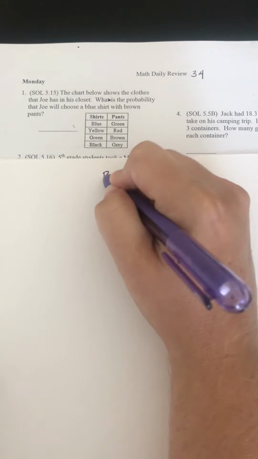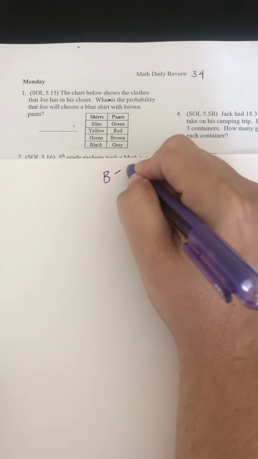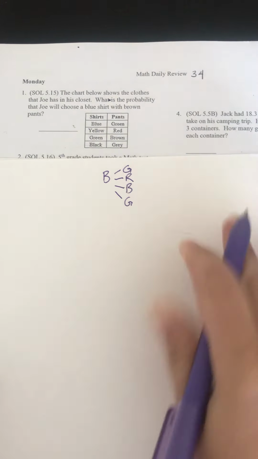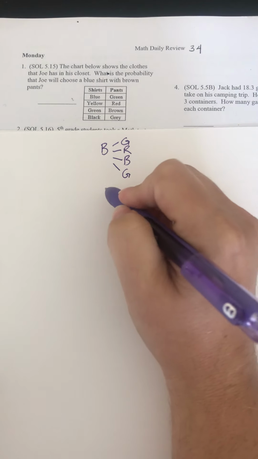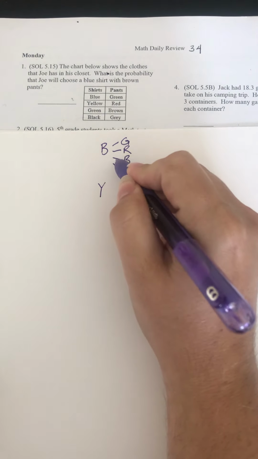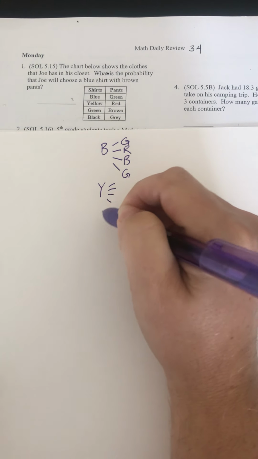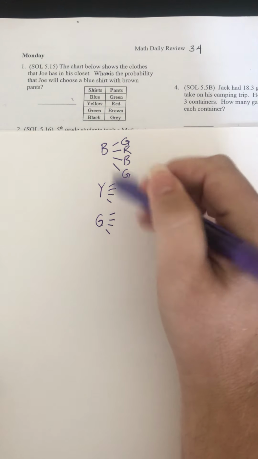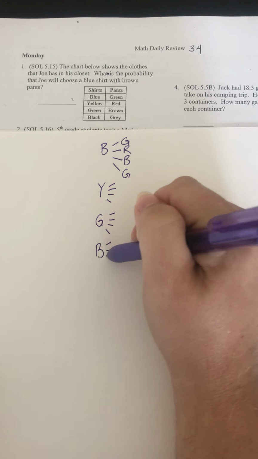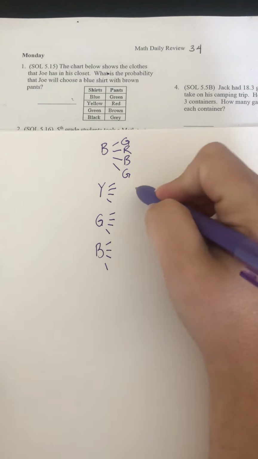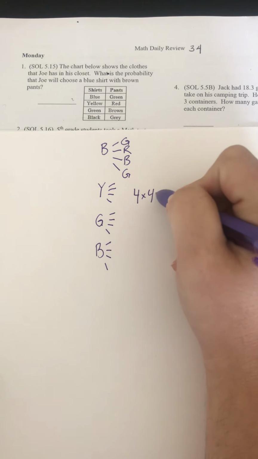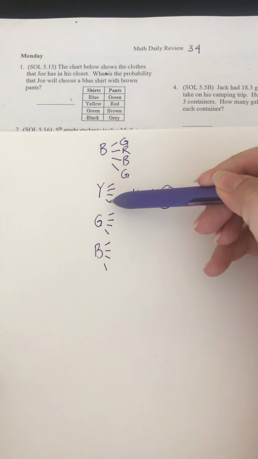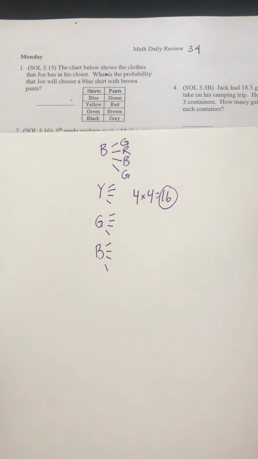So for example, if you have a blue shirt, you could have green, red, brown, or gray pants. Okay, do you see that? So if you have a yellow shirt, 1, 2, 3, 4, you have those same 4 choices. If you have a green shirt, you have those same 4 choices. And then if you have a black shirt, you have those same 4 choices. So all together, you have 16 total combinations. 4 plus 4 plus 4 plus 4.